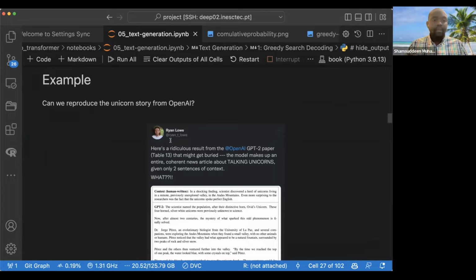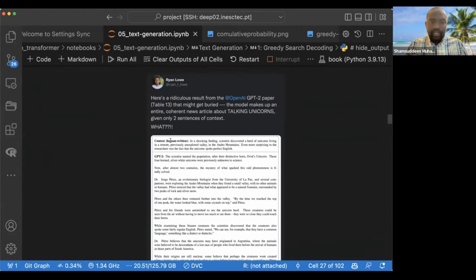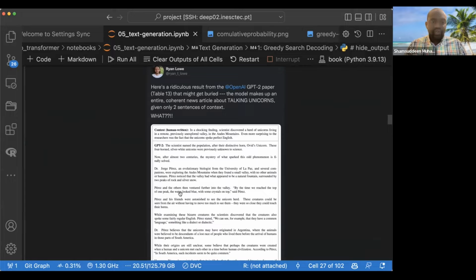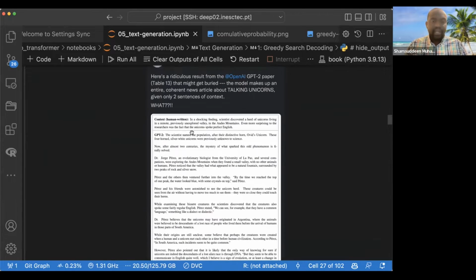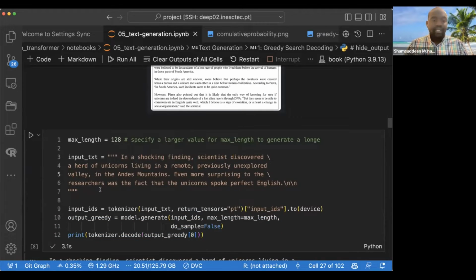Let's look at still another example, the story from the OpenAI paper, which is the unicorn story. We will take this context, which is from the OpenAI paper about the unicorn, where GPT-2 generated the continuation. We'll try to see whether we can get something similar, although what we get may not look exactly the same as the paper for GPT-2.